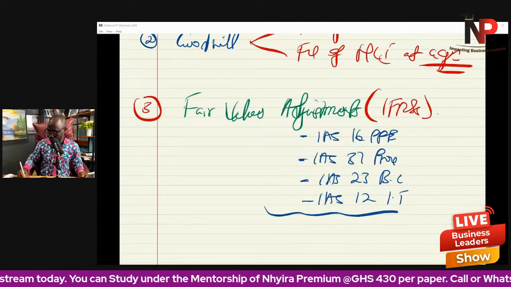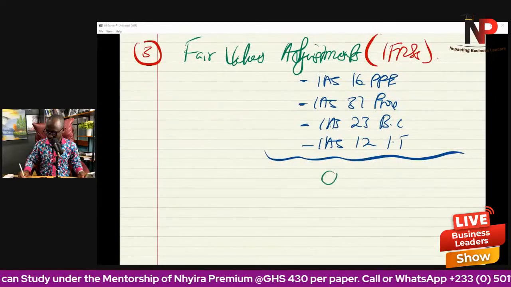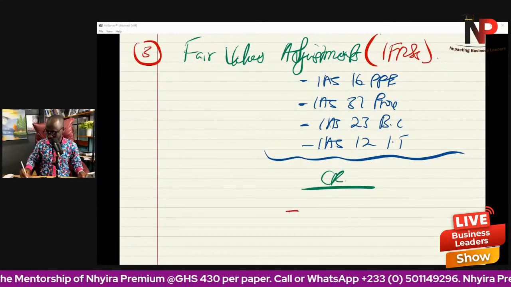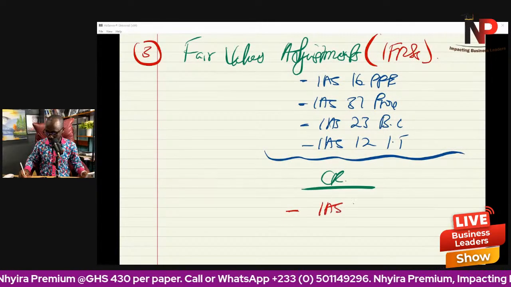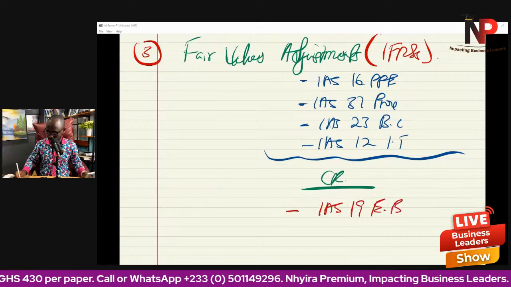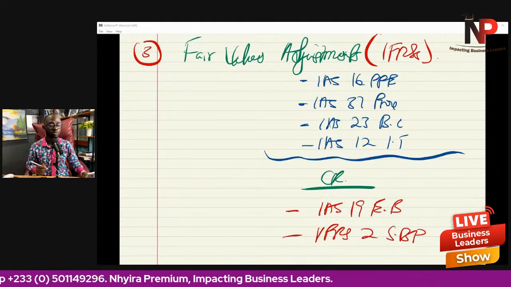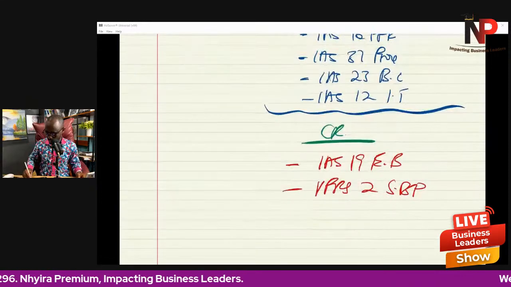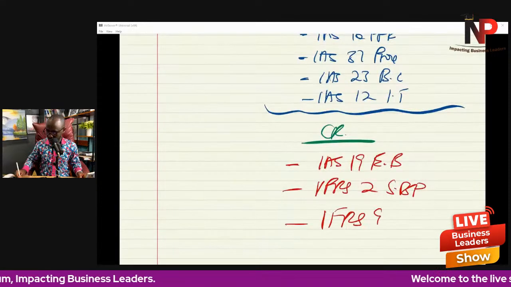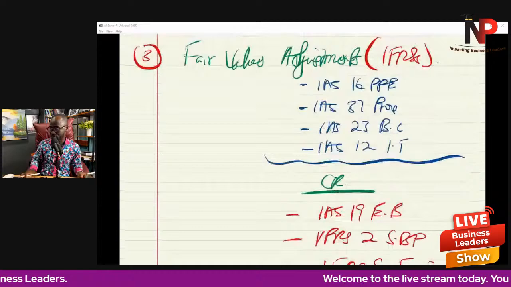Then for those of you doing corporate reporting, the standards the examiner may call on you will be IAS 19, employee benefit. IFRS 2, share-based payment. If he is excited, then he will go to the extreme and bring you something about financial instruments.